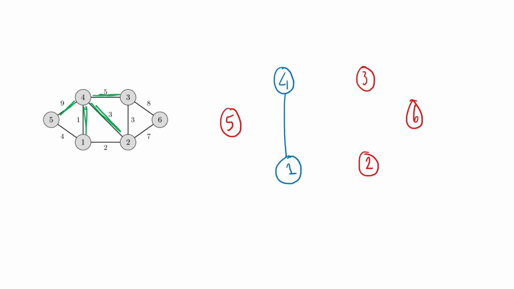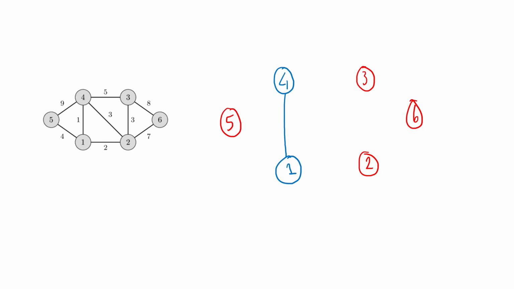Okay, now next iteration. Again, counter, now counter is 1, right? Now, the blue part now is 4 and 1, the red part is the rest of it. We do the same thing. We look at all the edges that connect a blue vertex to a red vertex. Now, what are those? Let me clear this up and do this again. So all the edges that connect either 4 or 1 to the rest of the vertices.